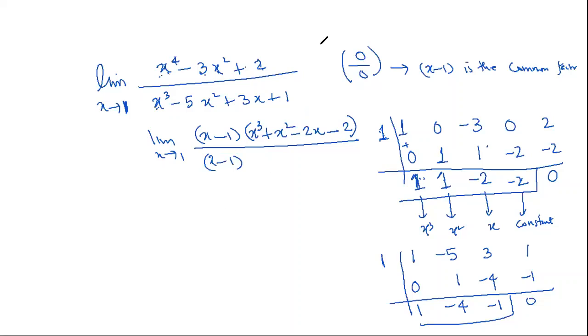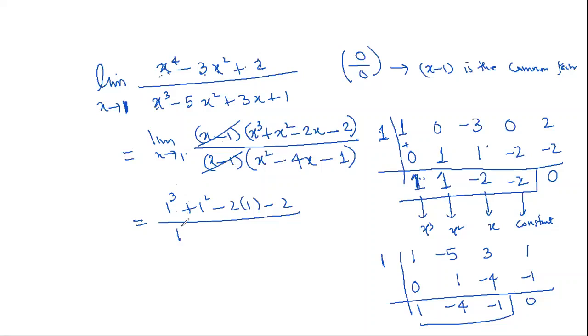Yes, sir. It will be x square, x square minus 4x minus 1, and x minus 1. Now what can I do? Cancel the common factor. Now replace x by 1. 1 cube plus 1 square minus 2 into 1 minus 2, divided by 1 square minus 4 into 1 minus 1. So 2 minus 4 is minus 2. 4 minus 5 plus 1 gives you minus 4. So answer is 1 by 2.